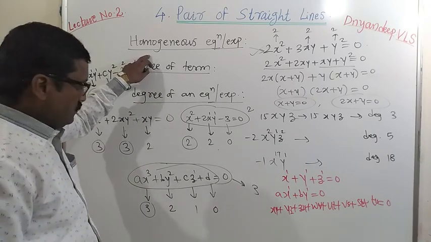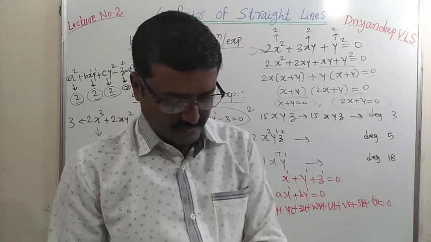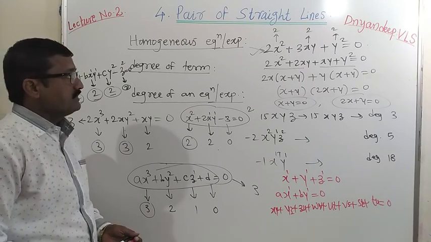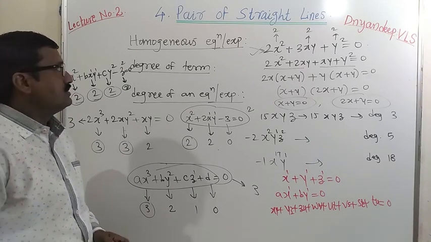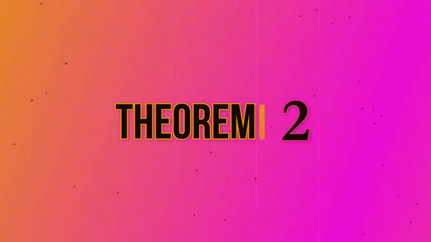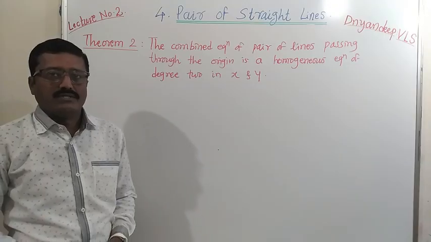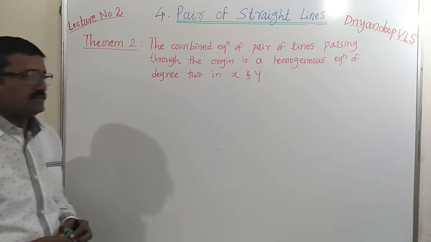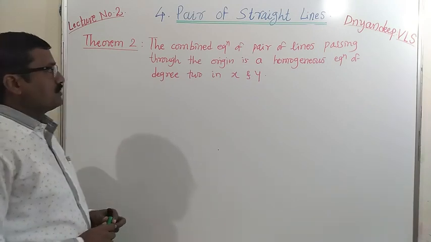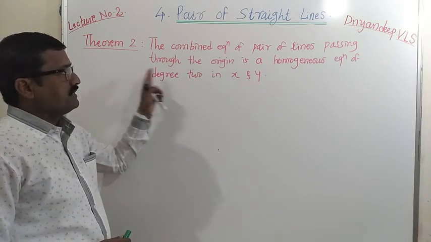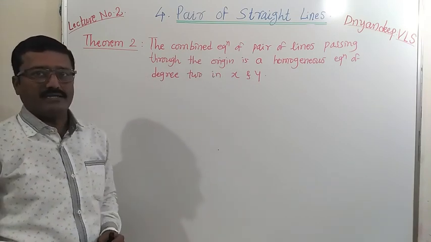Okay, so let us start with the second theorem. Now see the second theorem related to this article: the homogeneous equation of a pair of lines. This is an important second theorem of this topic. This theorem is important because it may be asked in the board exam for 2 or 3 marks. The statement of the theorem is: the combined equation of a pair of lines passing through the origin is a homogeneous equation of degree 2 in x and y.